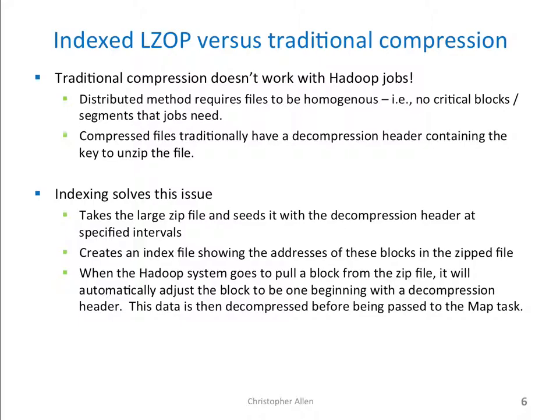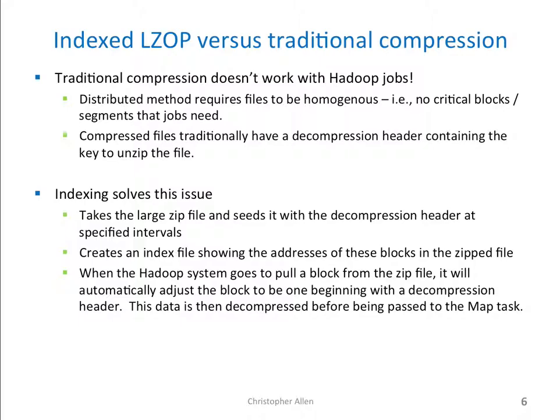So indexing solves this issue. What we do is we essentially take that large zip file and we seed it with the decompression header at specified intervals. And we create an index file that sits in the folder adjacent to it and basically has the addresses of all of those decompression headers.